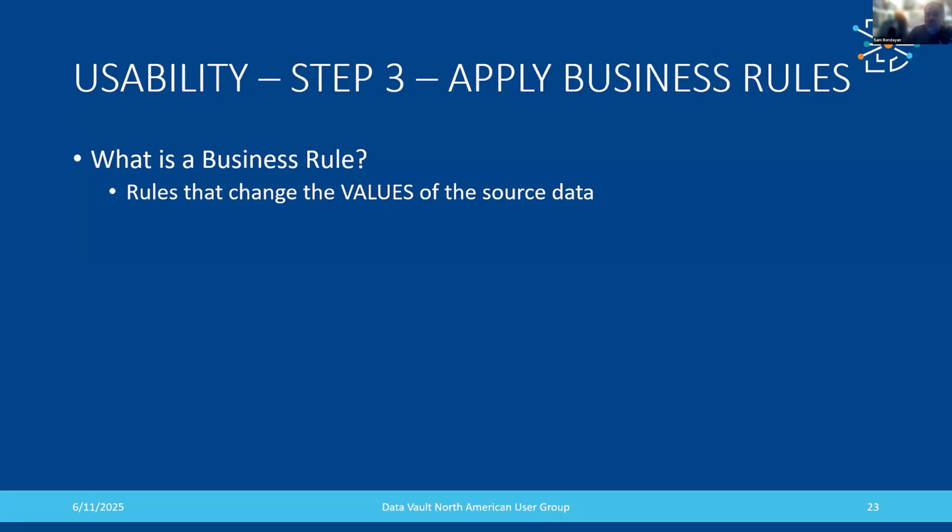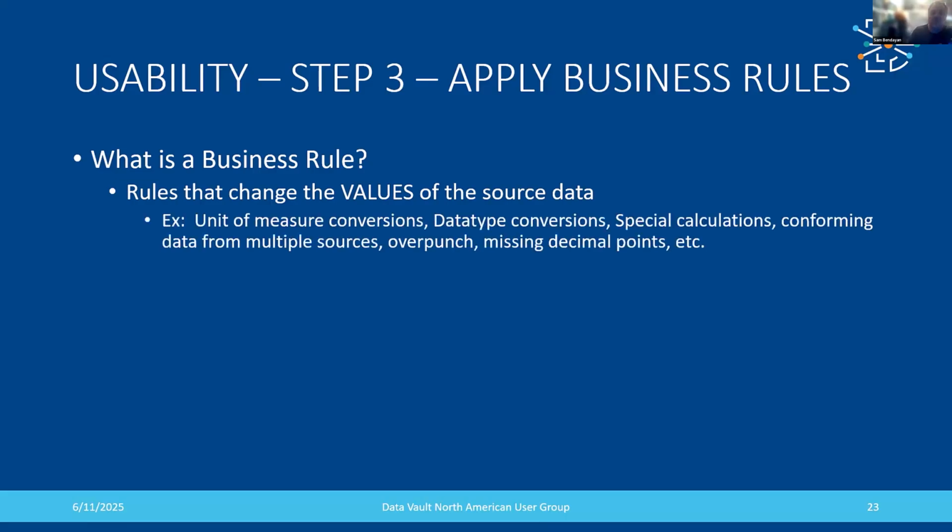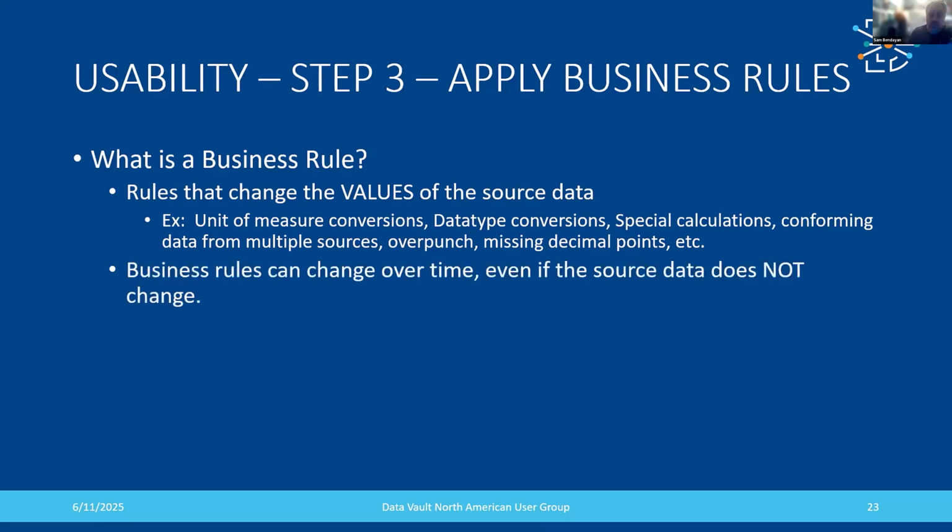A business rule changes the values of the source data, not the structure necessarily, the values. So for example, unit of measure conversions, data type conversions, data fixes, things like that. These things are actually changing the value of the data. And this is a very important distinction because if you change the value of data in the raw vault, you are breaking the auditability, right? You're violating the standard. So that's the first thing about business rules.